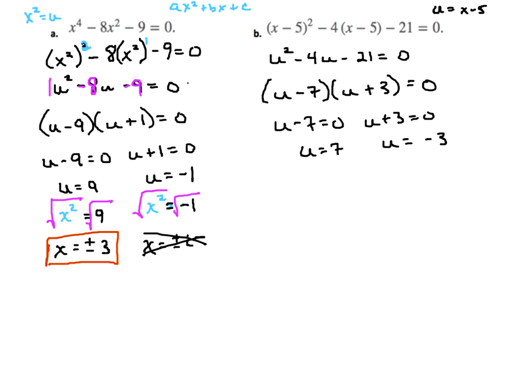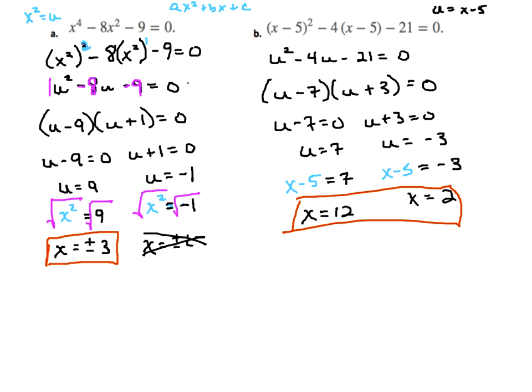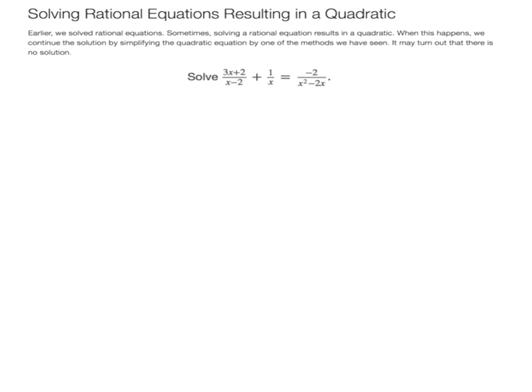So now I plug my expression back in that I substituted for. So I have x minus 5 as that expression that I substituted. So x minus 5 equals 7, x minus 5 equals negative 3. Here I'm going to add 5 to both sides, so x is 12. Here I'm going to add 5, so x is 2. I've got two solutions, 12 and 2. Last slide.